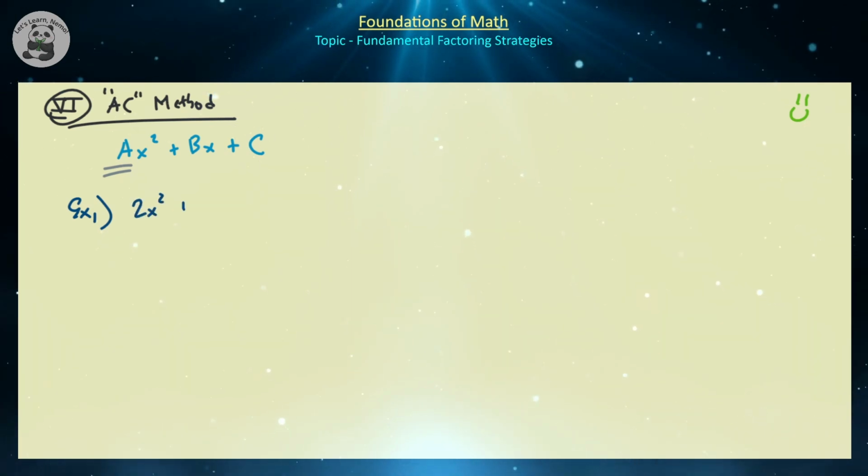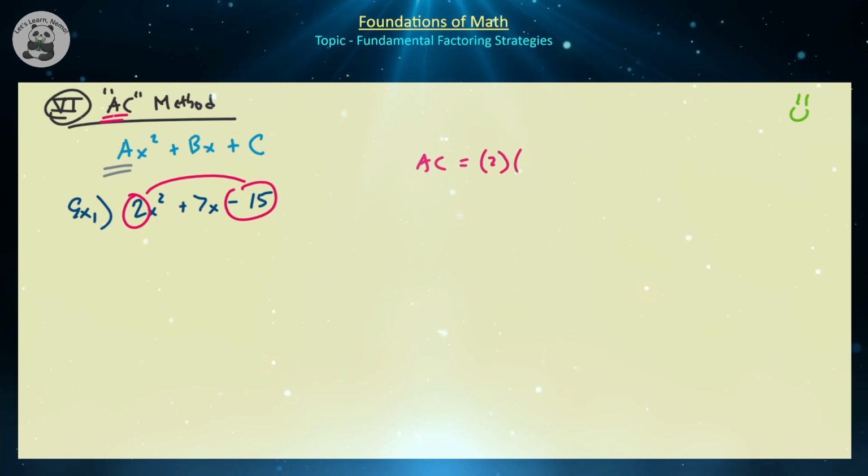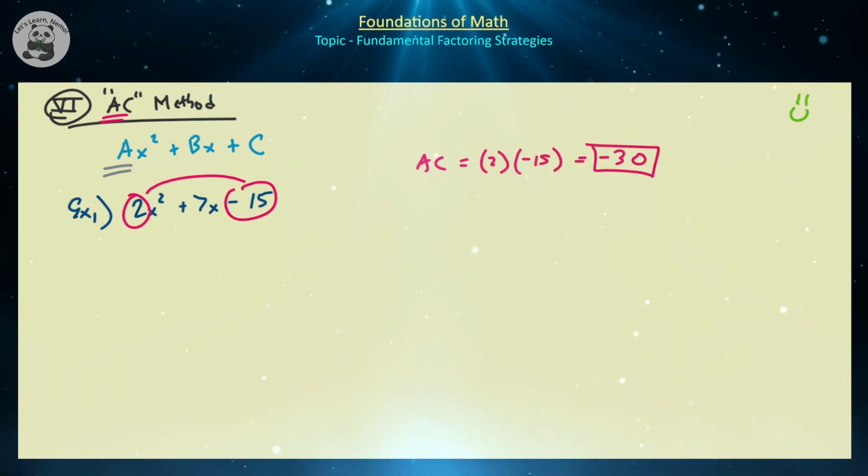So we have 2x squared plus 7x, and then we had minus 15. We call it the AC method because we start off by multiplying a and c together. So a times c is equal to 2 times minus 15, which is equal to minus 30. Now we're going to be looking for two numbers that multiply together to give us minus 30 and add together to give us 7. So let's look at that.